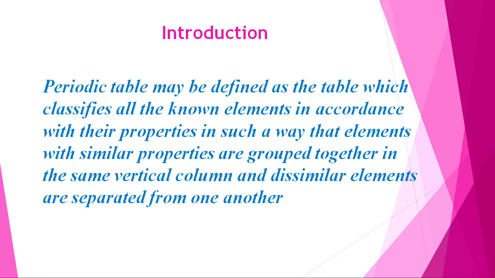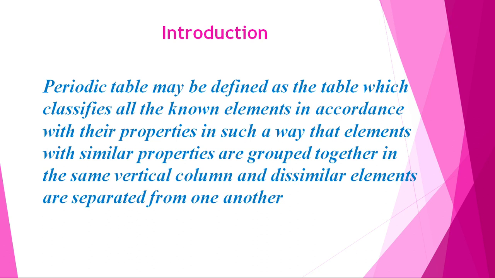So, let's begin. First of all, the question comes, what is the periodic table? As you see on the screen, we can say the periodic table is a table in which we keep all the similar elements together in one group and dissimilar elements are separated from one another. How do we say that elements are similar? Those elements which have similar physical and chemical properties are grouped together.